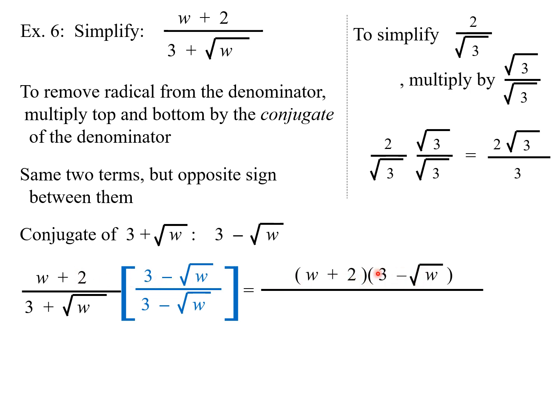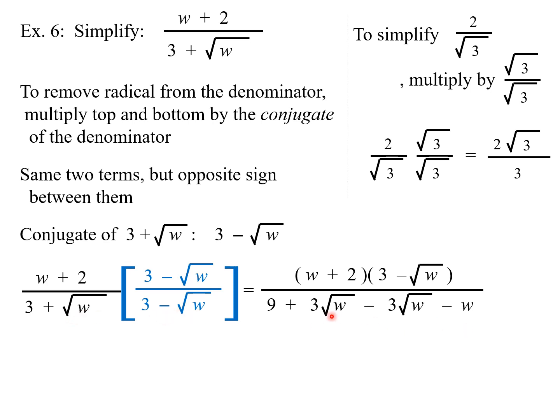That just stays the same. But watch what happens in the denominator. By operating FOIL on this: first, 3 times 3; outer, that's right there; inner, that's right there; and then last, root W times root W is equal to W.